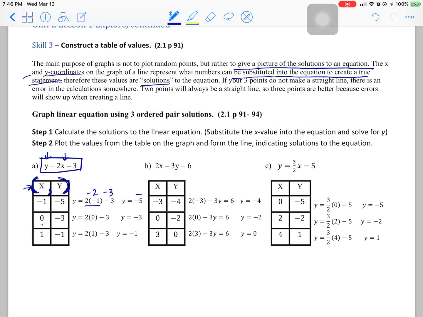Okay, if x is 0, you do the math. That's going to be 0 minus 3. Y would be -3. If x is 1, then 1 times 2 is 2 minus 3 is a -1. Okay, so these ordered pairs, that's an ordered pair, that's a different ordered pair, and that's a different ordered pair. That's another point on the graph.